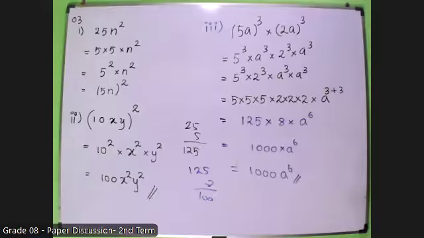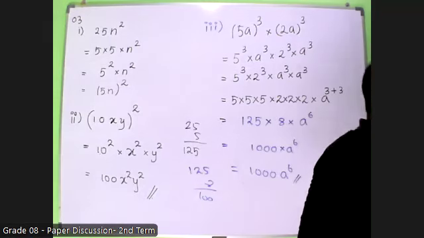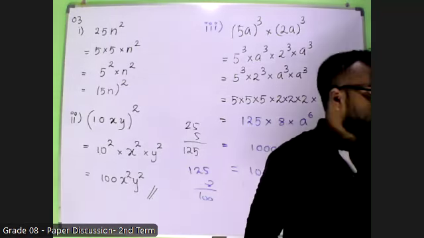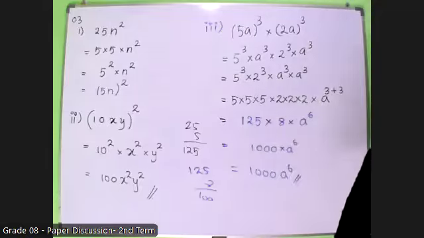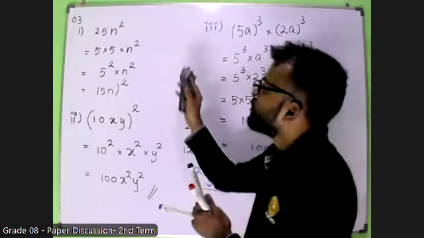Right, let's do the fourth one. Show that 8 times 27 is equal to 6 to the power 3. Sorry, not 63, it is 6 to the power 3. So I will resend the paper.